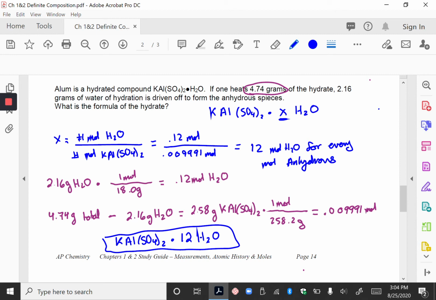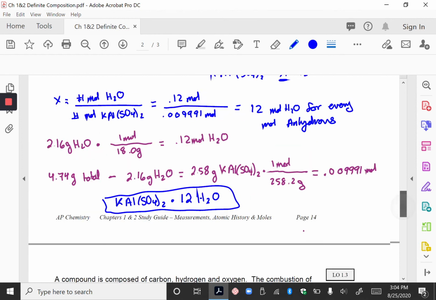Just so you know, the moles of water is usually a whole number. I have seen sometimes, though, that it is halves. So you could have halves there, but it's not very common. Usually they are whole numbers. So if you get like 12.1 or 11.9 or something like that, you can round up or down to get a whole number if you're pretty close.